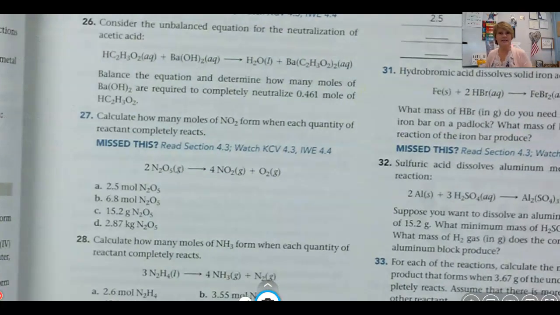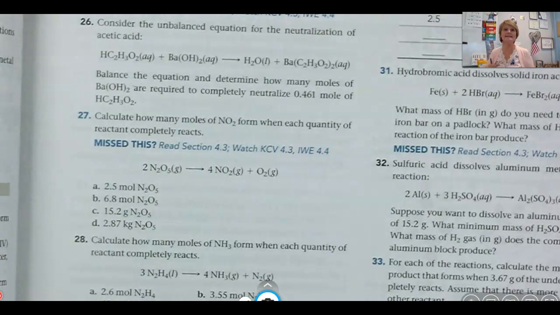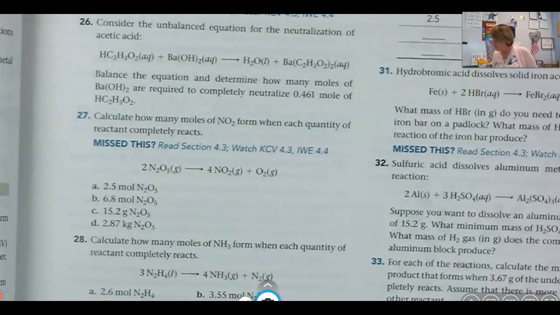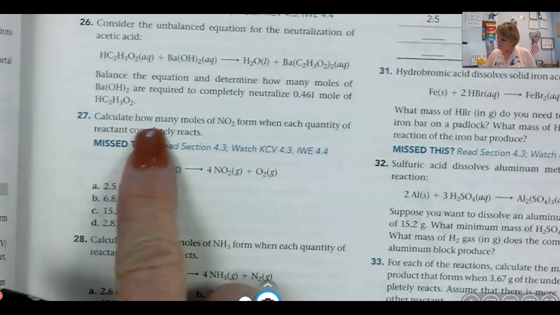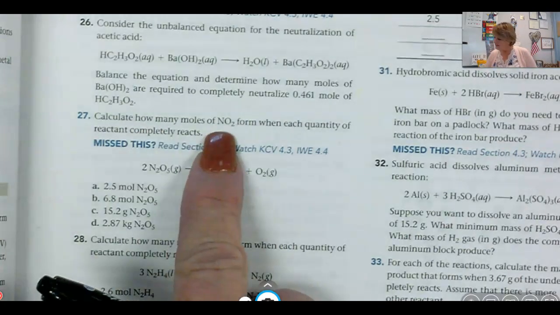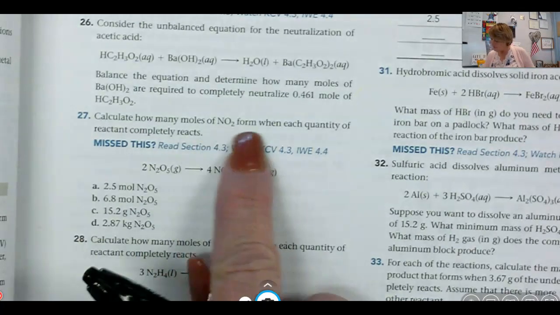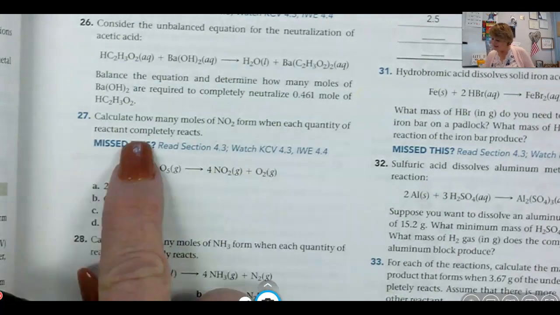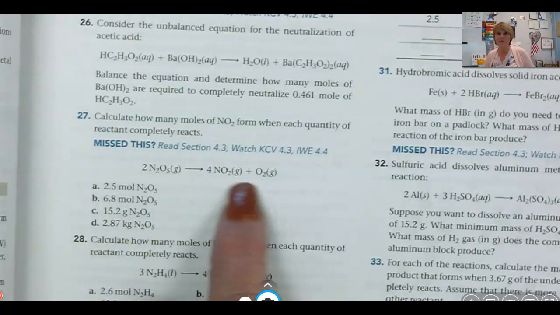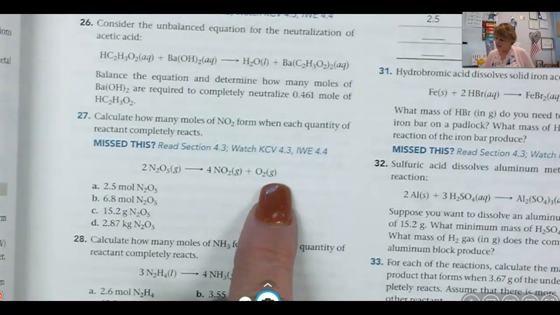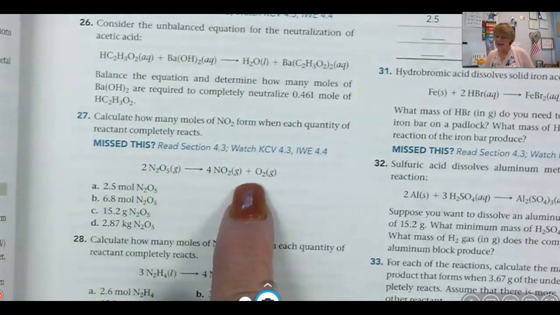Okay, so we're going to go ahead and get started. This one is going to be number 27 in your textbook on page 161. And it says calculate how many moles of nitrogen dioxide form when each quantity of the reactants completely react. And so they have given us a formula. It is already balanced. We know that because it has the coefficients.